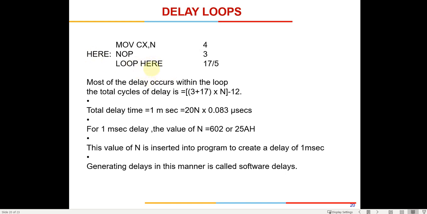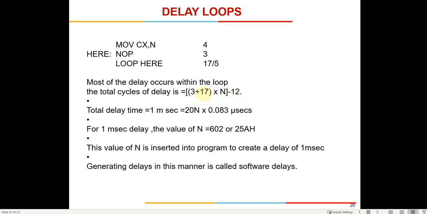In this case, you can get larger delays because now the formula for calculating the delay will be 3 plus 17 into n, because a factor of 3 also will come, since it is going to skip 3 clock cycles here. We are going to do loop from here to the no operation, again come back to loop. So 17 is the clock cycles required for looping from here to here, whereas 3 is the clock cycle for the no operation command which we have inserted here. So the microprocessor is going to skip 3 clock cycles out here. So this is the formula.